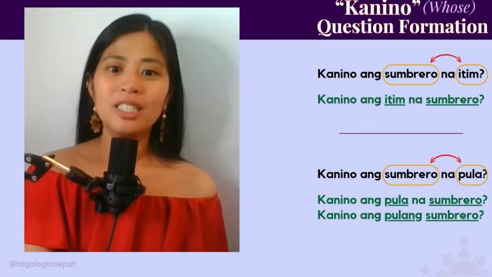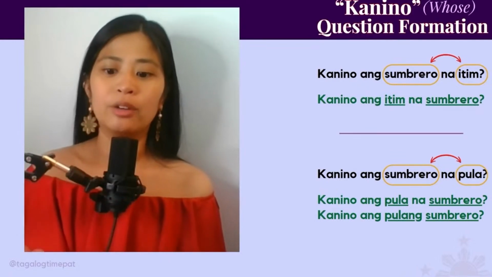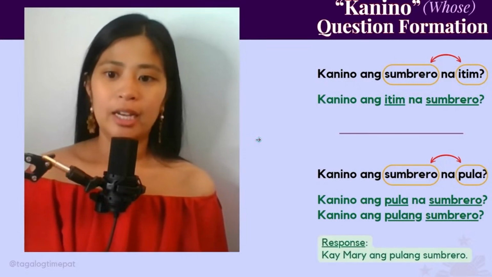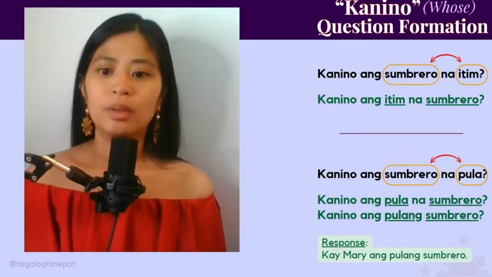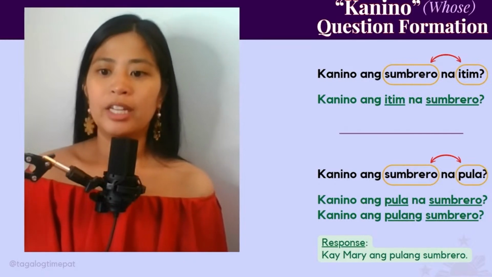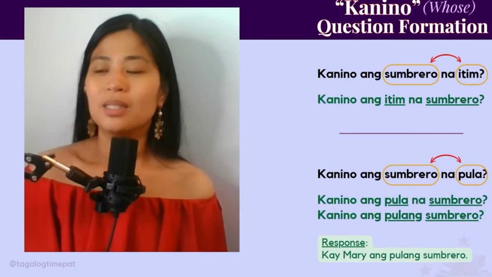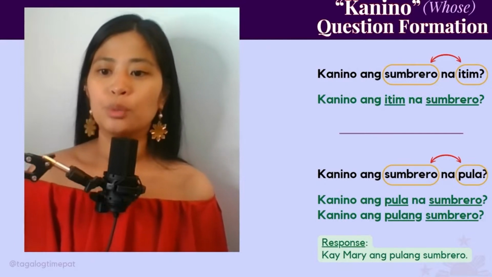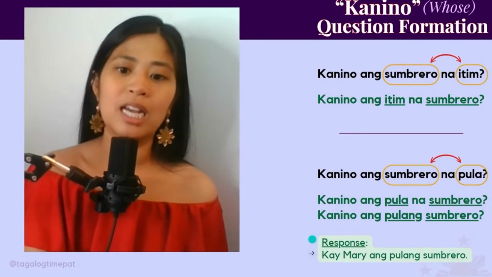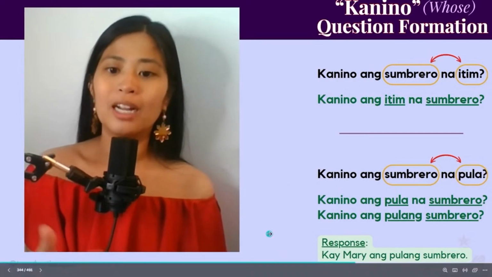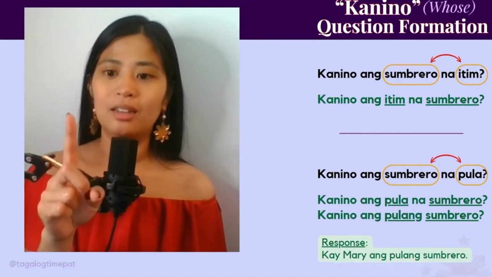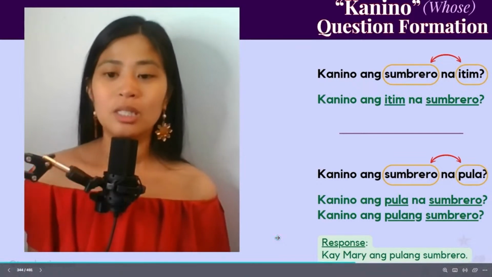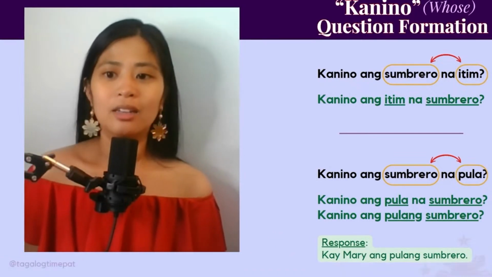Okay, so to respond to this question, kanino ang sombrero na pula? It would just be, kay Mary ang pulang sombrero. That is Mary's hat, or that hat belongs to Mary. Okay, so your response has to have the ownership marker, kay, because it's one person, and then you can add the rest of the phrase. But remember, your simplest answer would be kay Mary.